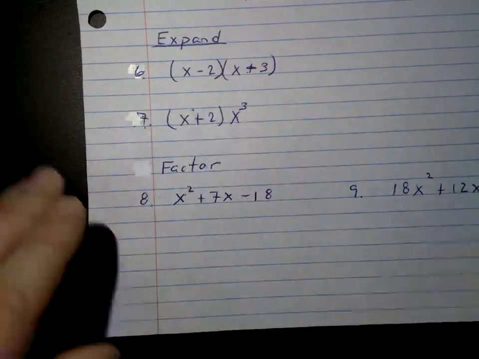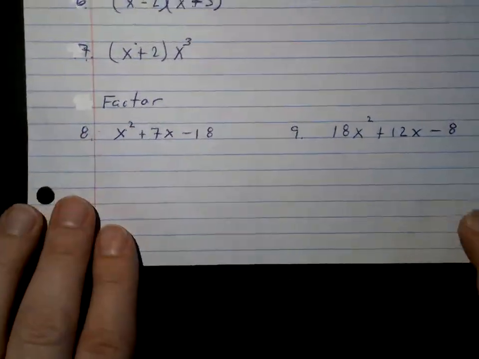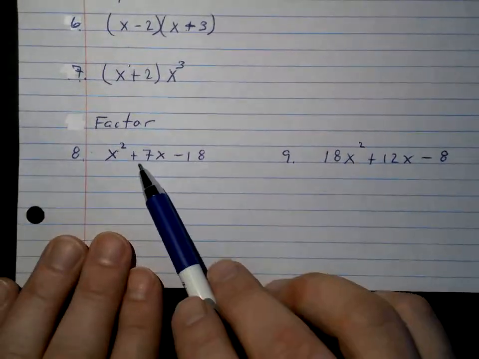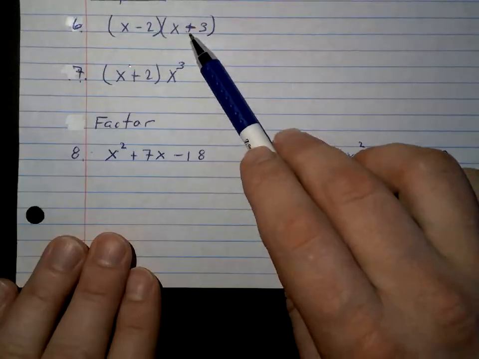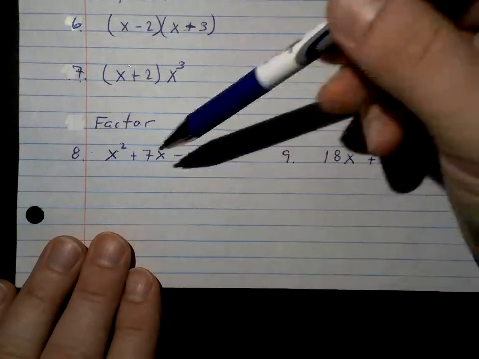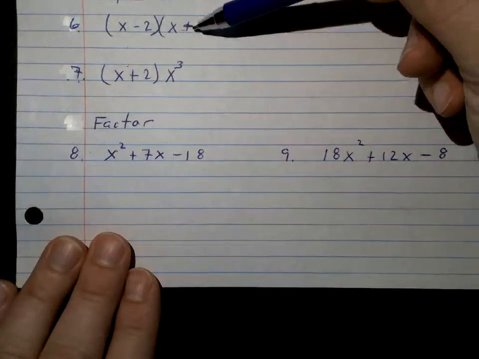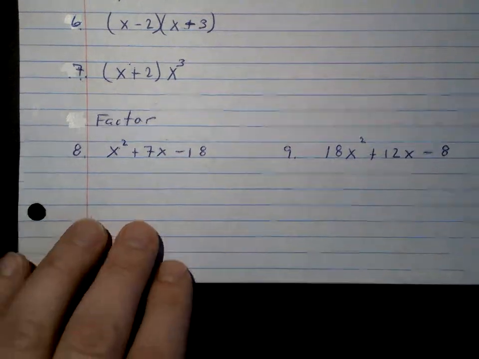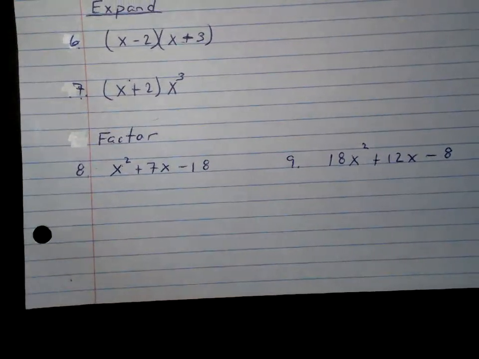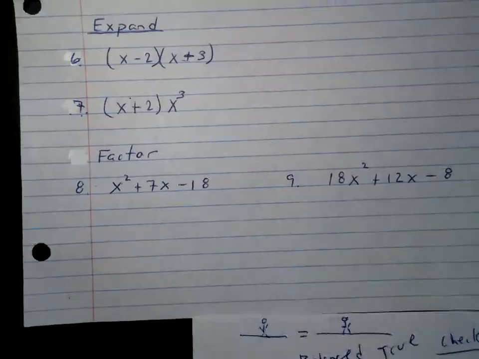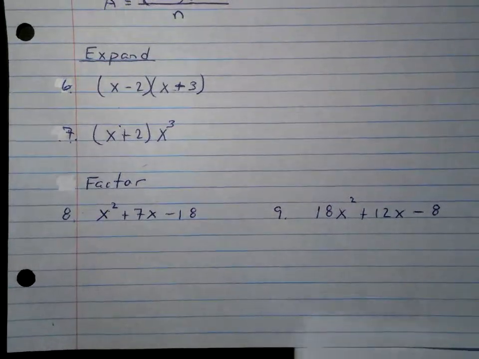What we're going to do is we're going to factor, which we're going to go the other way. We're going to take this and go to something like this. We're going to take this and go to this. We're going to factor only. Okay, we're not going to solve yet. We're going to factor. So here's the idea. Stop this video and do it.